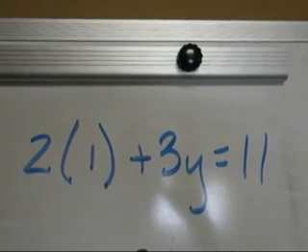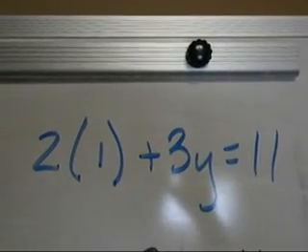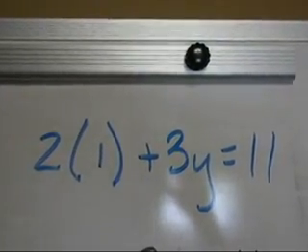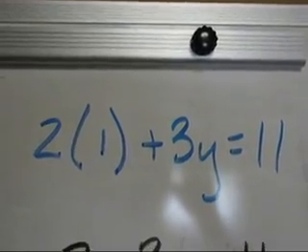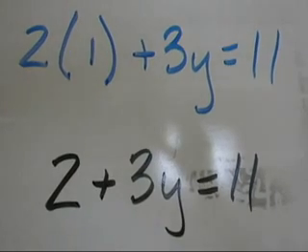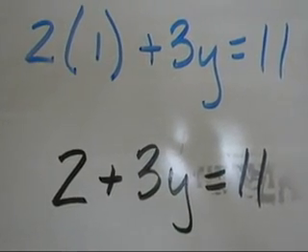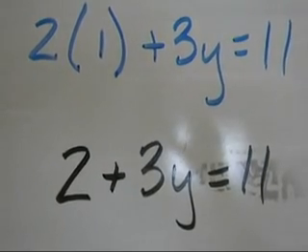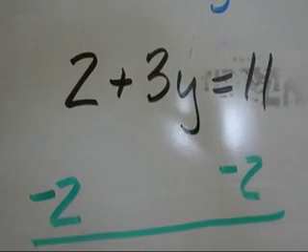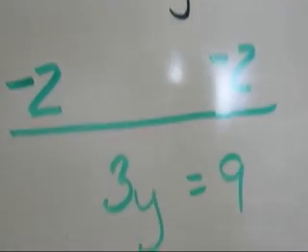Again, when things are side by side, that means multiplication. So I need to do the problem 2 times 1 plus 3y equals 11. 2 multiplied by 1 is 2, so 2 plus 3y equals 11. And now it's just a simple two-step equation. How do I get rid of a positive 2? That's right, I subtract it from both sides. Therefore, 3y is equal to 9.